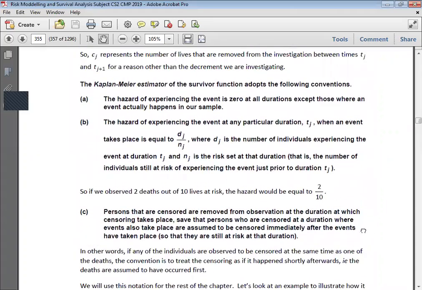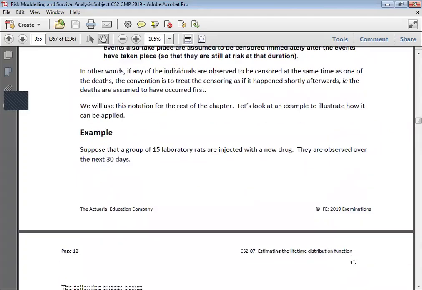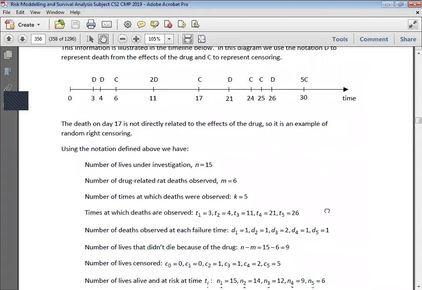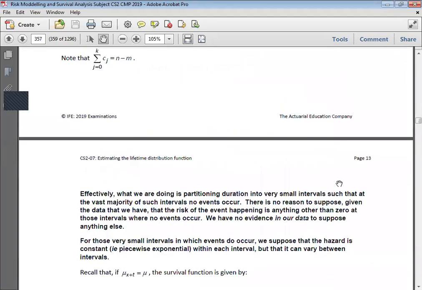Then they have just given some assumptions that we need to assume. And then we saw this example.